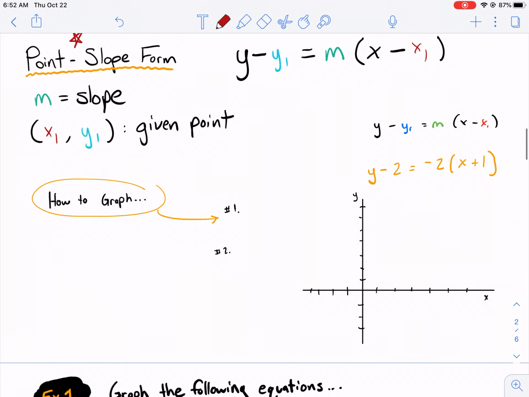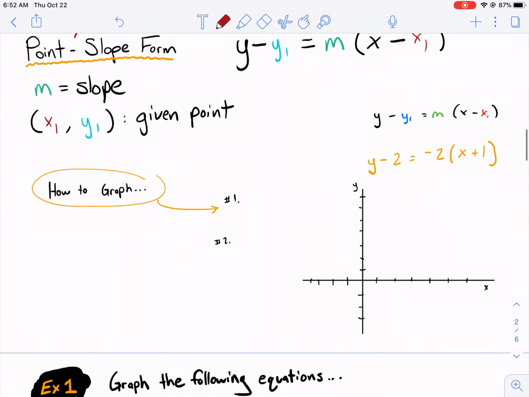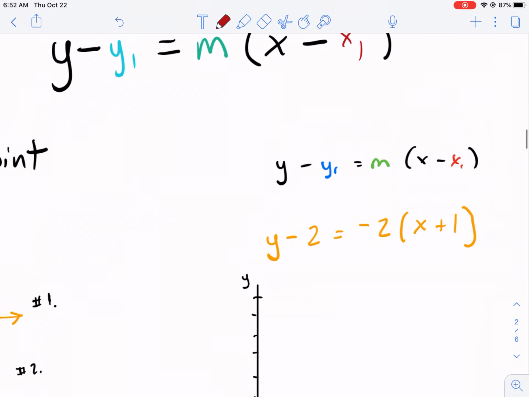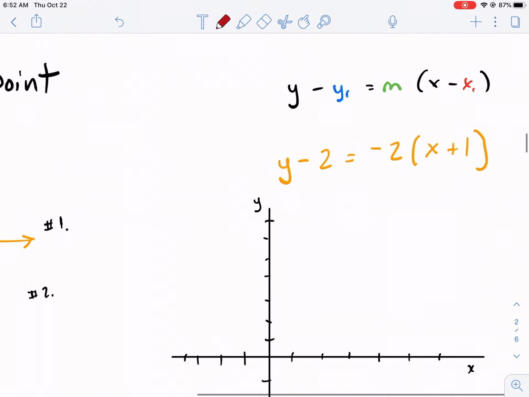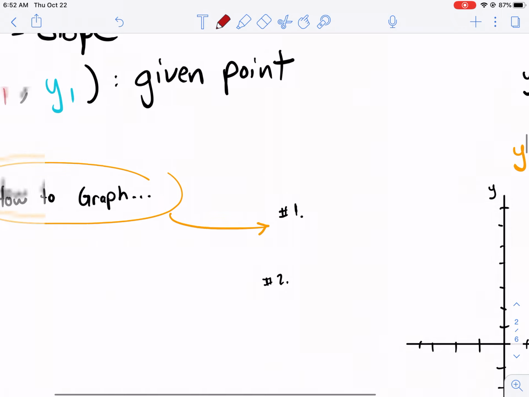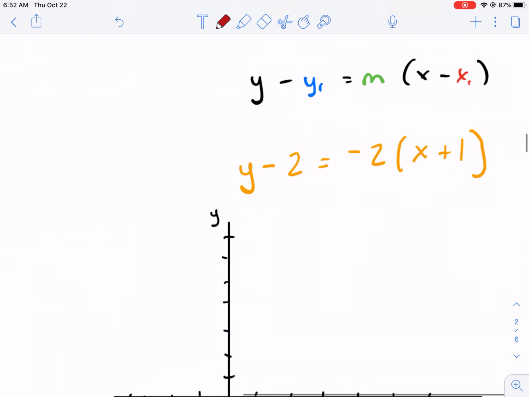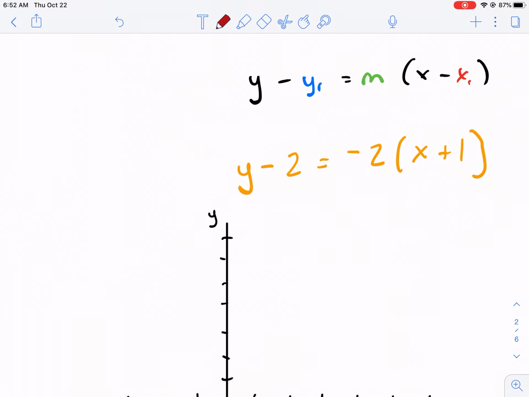Well, let's take, for example, where am I? Okay, so we have this example. We have y minus 2 equals negative 2 times x plus 1. Okay, so if we were given this equation, we'd first have to identify everything.